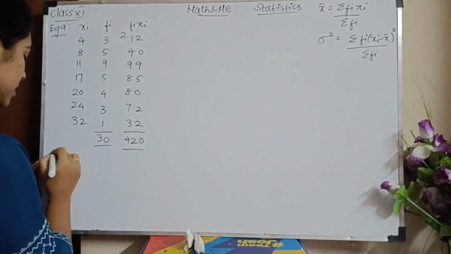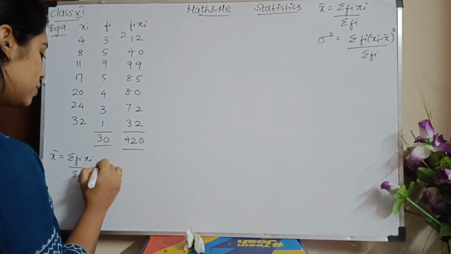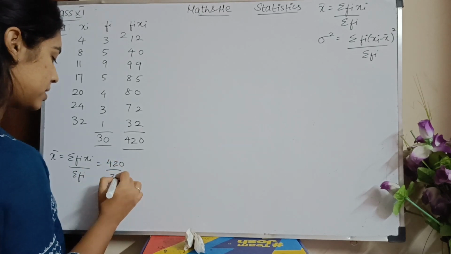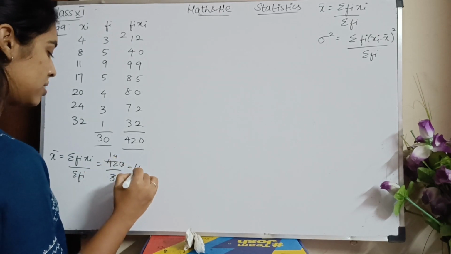Now can we find the mean? X bar is sigma fi xi divided by sigma fi, which will be 420 divided by 30. The zeros get cancelled. 3 4s are 12. So my mean is 14.